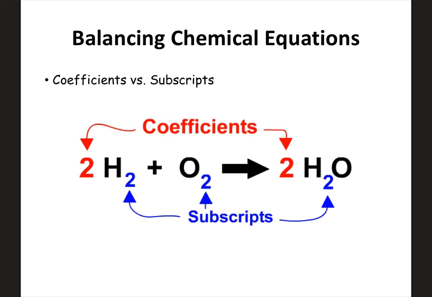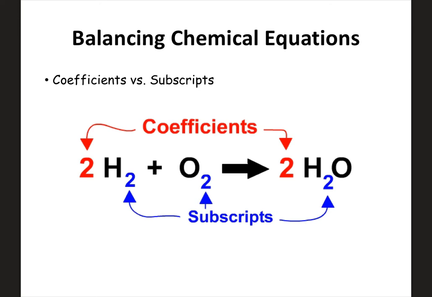Coefficients are the big numbers that go in front of an equation. All right, these are essentially telling you how many molecules you have. So in this case, when we put a 2 in front of this, we now have 2 whole molecules of H2. This one, there's no number in front, so there's just 1 molecule of O2. And here, with the 2 in front, there's 2 molecules of water. Okay, so the only thing you're allowed to do to balance equations is put coefficients, the big numbers, in front of things. That's all you're allowed to do. You're not allowed to change subscripts in order to balance things.